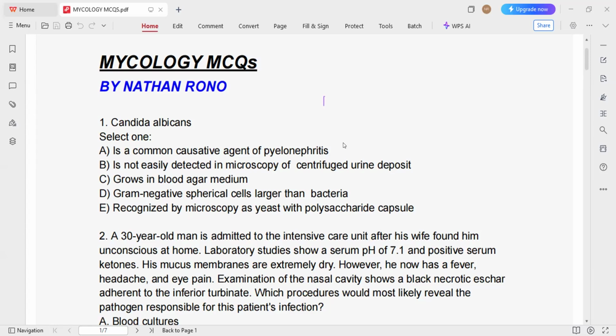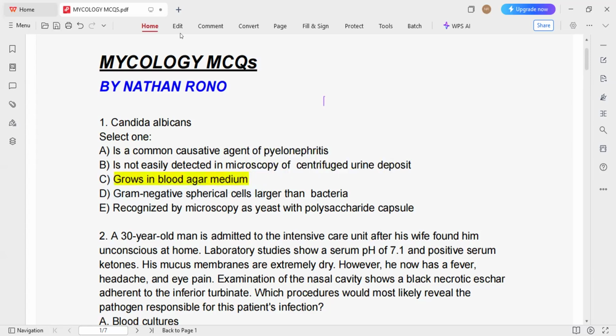Then it grows in blood agar medium. Yes. Which other medium does Candida grow in? SDA. SDA, yes, in full, Sabouraud dextrose agar, okay. So on blood agar, it will appear like creamy white colonies. Okay, so that is the answer for number 1.